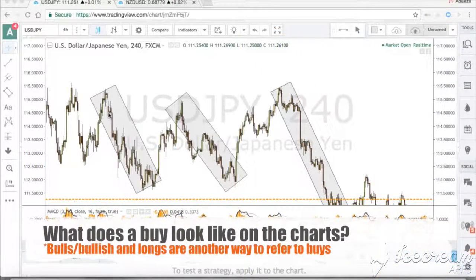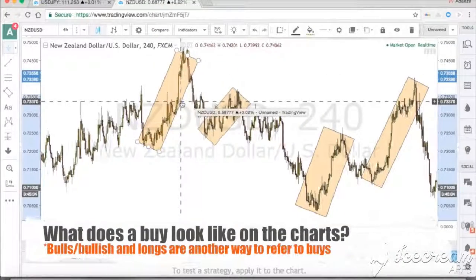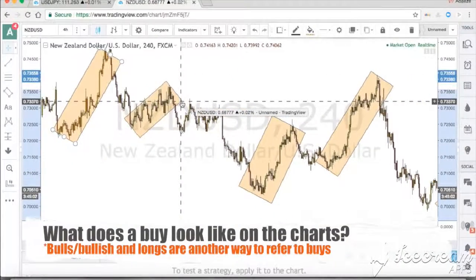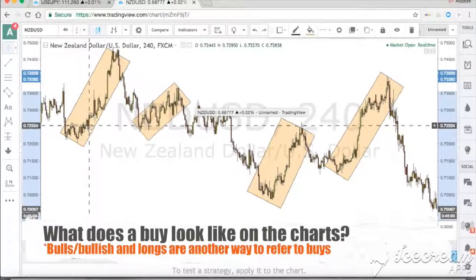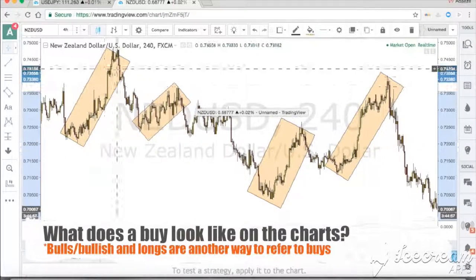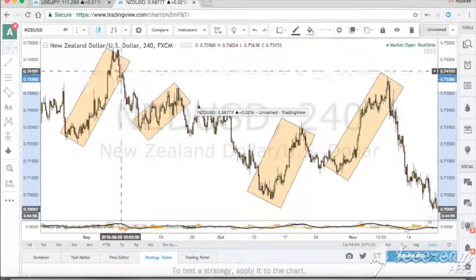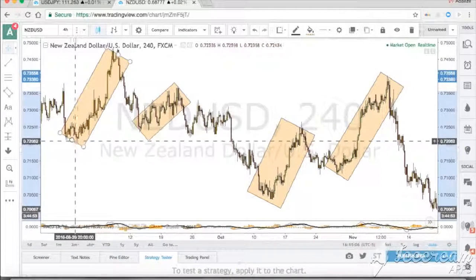We've gone over the vocabulary as far as what buys, also known as longs, look like. So let's go ahead and see what they look like actually in real life on the charts. Okay. So as you see here, I have these highlighted. So these regions here are buy areas. This is an area where you would have wanted to place a buy.